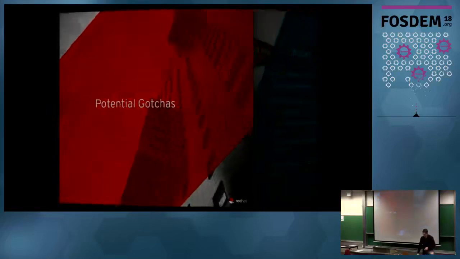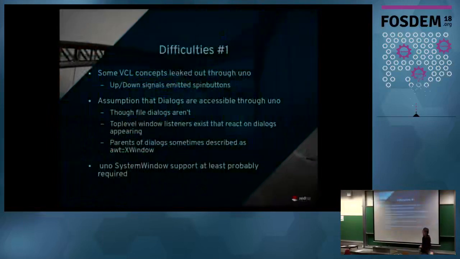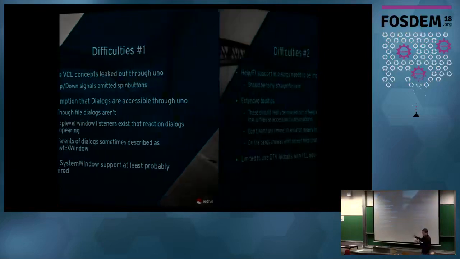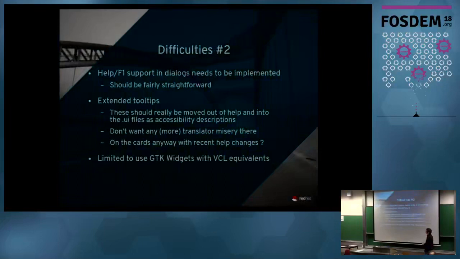Some gotchas, and the gotchas I described there. And there's some difficulties where some parts of VCL have leaked out through the UNO API. So you can have up-down handlers for the plus-minus buttons and spin buttons for the up and down there. There isn't an equivalent one in GTK, so there'll have to be a bit of work on interfacing the existing UNO stuff that has leaked out that should never really have leaked out. And there'll have to be some amount of UNO support as well to tunnel the dialogues through.